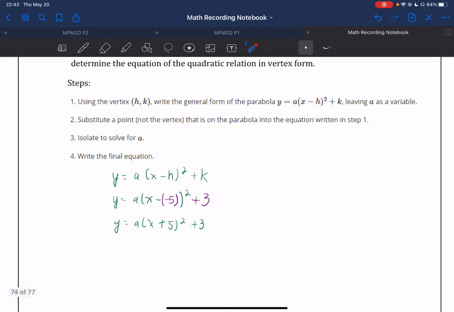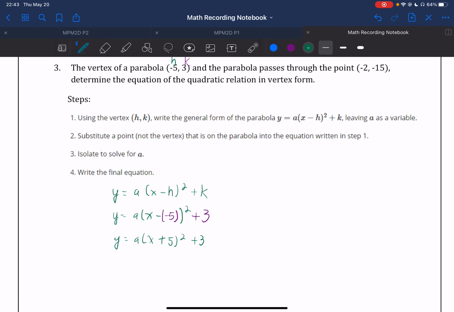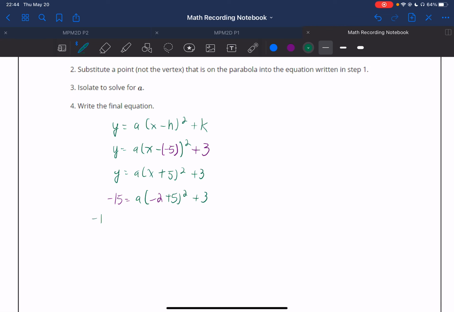Now, we still have an unknown variable here. We have a. What we're going to do is take this point and sub it in for x and y. So we get -15 equals a bracket. We're going to replace our x with -2 plus 5 squared plus 3. Next, we're going to start collecting like terms. So we're going to get -15 minus 3. We have a bracket. -2 plus 5 equals 3 squared.